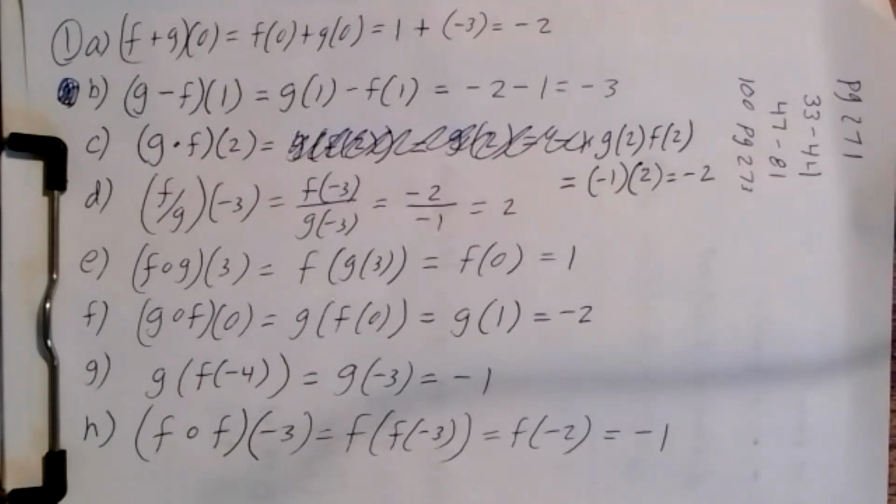I didn't do through H. I just did through G. Yeah, H I added. See if you can do that, f composed with f of -3. Convince yourself the answer is -1. So I made H up. Does it check out? H should be, is it -1?